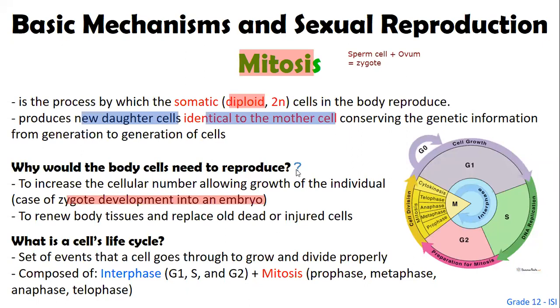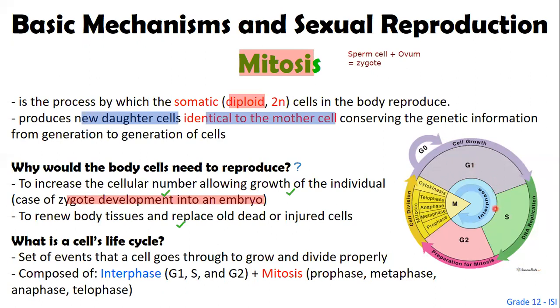As I told you, mitosis is important in the case of zygote development into an embryo. Another case is the growth of a tissue, an organ, as an individual, and also to renew and replace damaged body cells. Okay? Mitosis is one part of a cell's life cycle. So this part, the yellow part in here, is mitosis. Mitosis is one part of the whole life cycle of a cell.